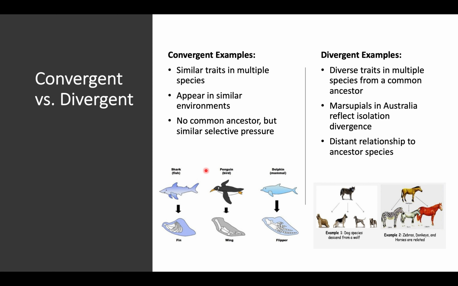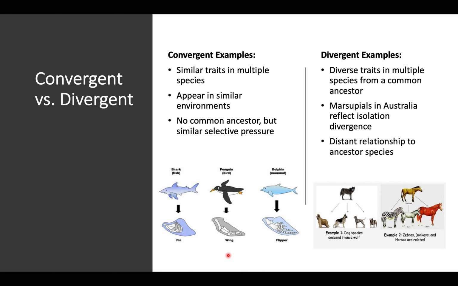So here's an example that'll kind of explain what I'm talking about. We have a shark here that's a fish. The shark actually has a fin with very similar bone structure to that of a penguin, which is a bird, who has a wing with very similar bone structure to a dolphin, which is a mammal, that has a flipper with very similar bone structure. So all of their environments would be very similar. The bird obviously lives on both land and water, but they all have a water environment, so they have very similar selective pressure to evolve.